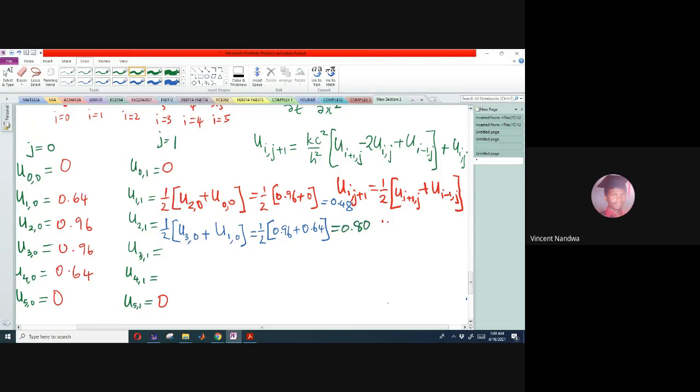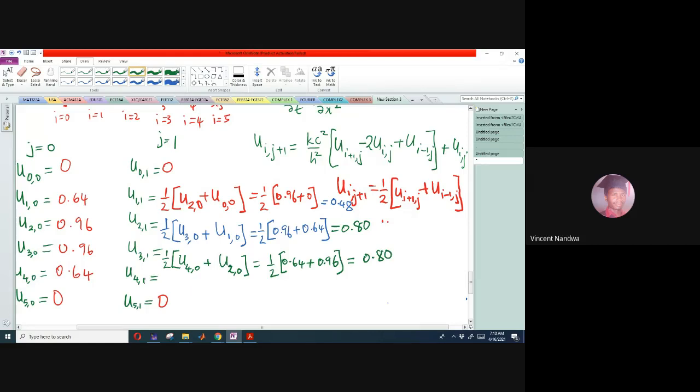Next one, u(3,1) just means i is 3 and j+1 equals 1, so which means j is still 0. So we'll have a half. When you replace i with 3, it will be u(4,0) plus u(3-1, 0), and that is u(2,0). This will be a half into these values. We have 0.64 plus 0.96. So this will give us still 0.80.